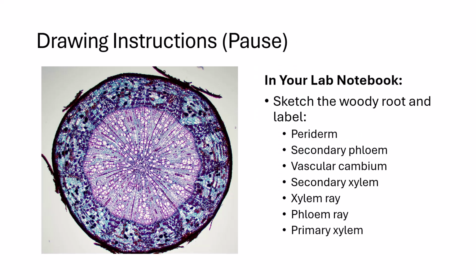As you look at the image, you'll make a sketch in your lab notebook and label these structures. Use their relative positions, what's outermost, what forms a ring, and what's in the center, to help you place and label everything correctly.